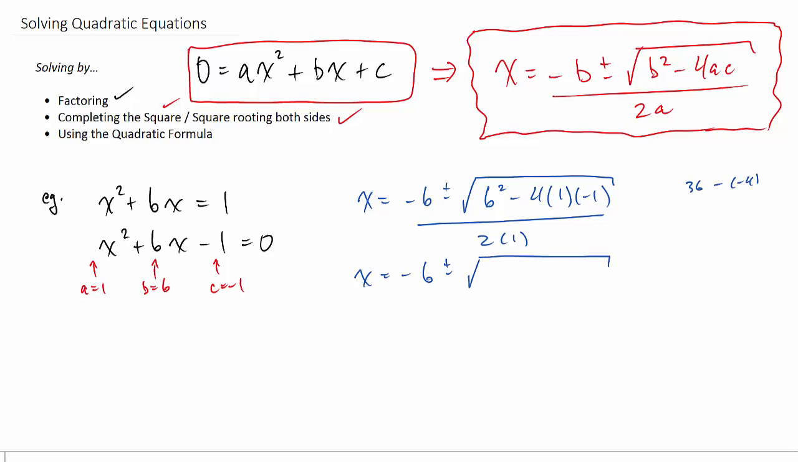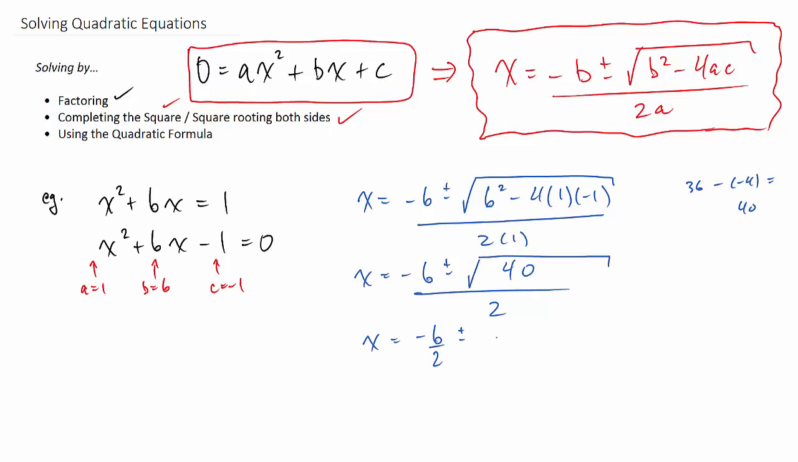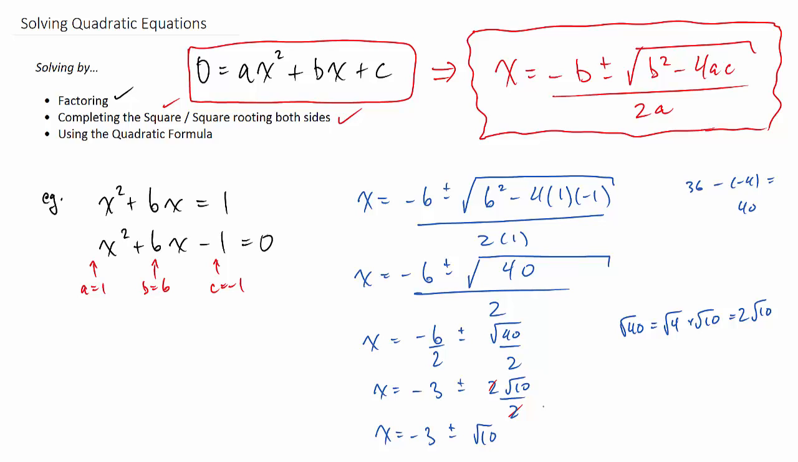So in this case, 6 squared minus 4 times 1 times negative 1. It's actually 36 minus negative 4, plus 4, which is 40. And we sometimes want to split that up into two chunks, because they're both being divided by 2. And the last thing is to simplify the square root of 40 down into 2 root 10. So we clean up our answer a little bit.